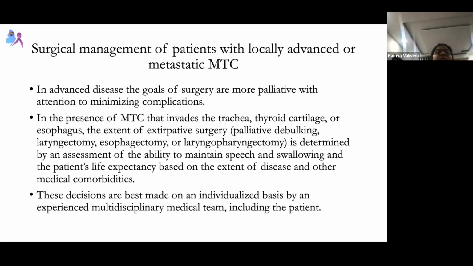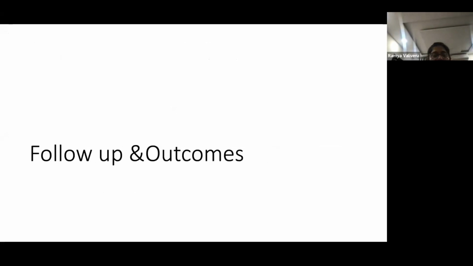So what is the surgical management of locally advanced metastatic MTC? In advanced disease, the goals are more palliative, so it has to be very logically planned, and you should understand why you're doing it. If the MTC is invading the trachea, thyroid cartilage, or esophagus, the extent of surgery is determined based on the ability to maintain normal functioning, right? We don't want to leave the patient with unnecessary problems. These are best decided on an individual basis.